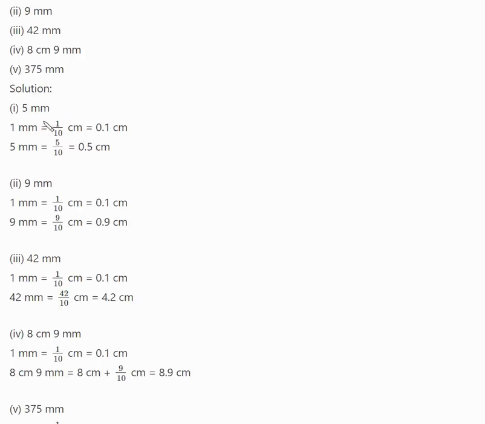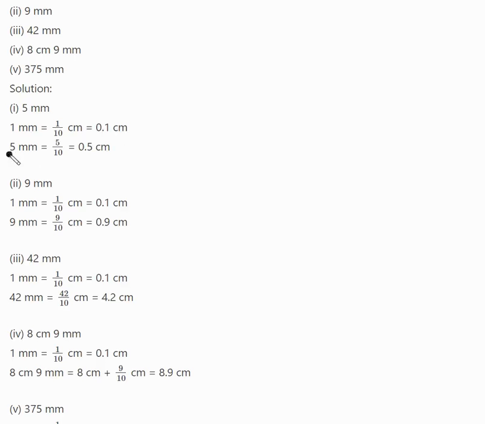Here, 5 millimeter. First, 1 millimeter is equal to 1 by 10 centimeter. That is, 1 centimeter equal to 10 millimeter. Therefore, 1 millimeter equal to 1 by 10 centimeter. That means that is 0.1 centimeter.